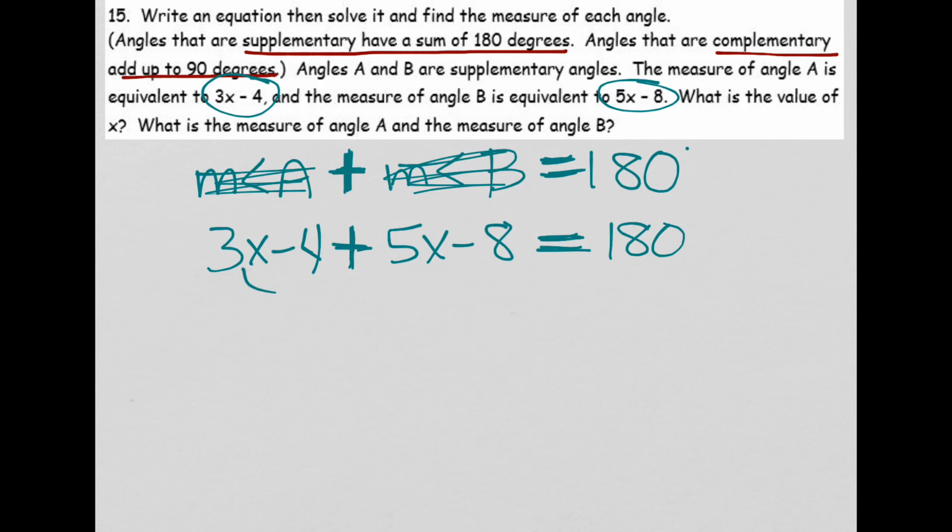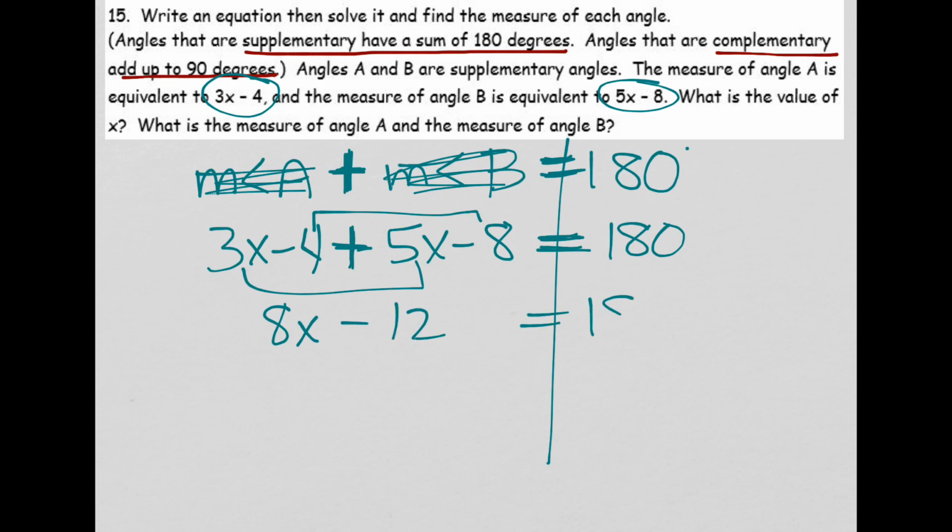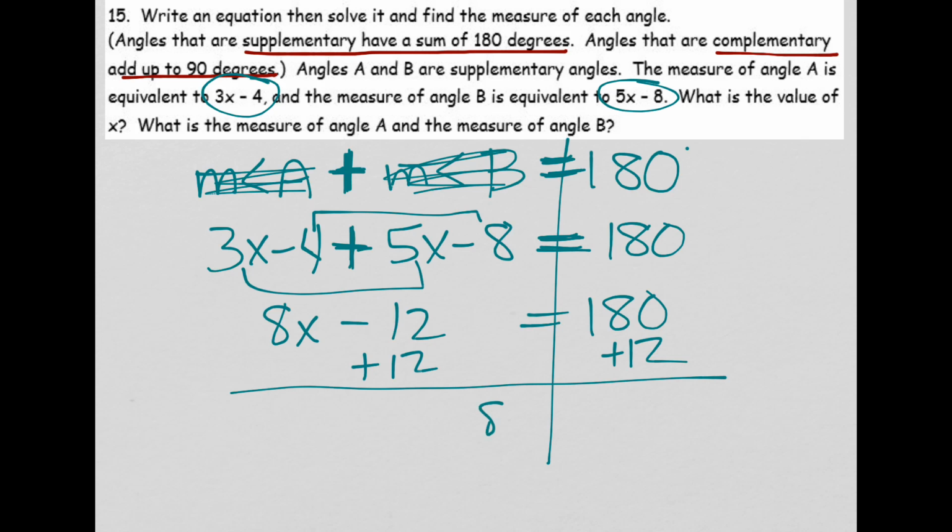Let's do it. Combine like terms. Here's our equal sign. There's nothing to do on both sides yet. We're going to combine like terms first. 3x plus 5x is 8x. So we have this negative 4 plus negative 8 thing going on. That's negative 12. And it's still going to equal 180. Okay, add 12 to both sides. And I get that 8x equals 192. When I divide both sides by 8, x equals 24.